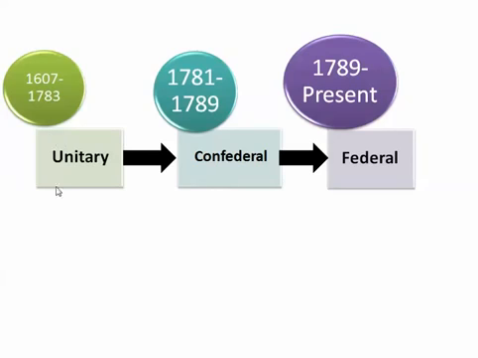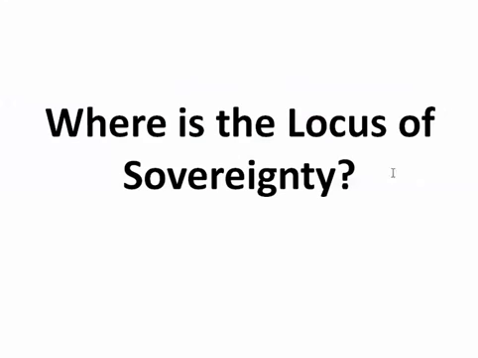Alright, here we go. We have unitary system of government, confederal system of government, which we adopted with the Articles of Confederation, and that's going to last until 1789. We're going to have a confederal system of government. And then with the adoption of the United States Constitution, from 1789 to the present, we're going to operate under a federal system of government. So to differentiate between these three governments, we need to ask a question. The question in each one of these is, where is the locus of sovereignty, or location of the power to rule? Or which government has the most power to rule?